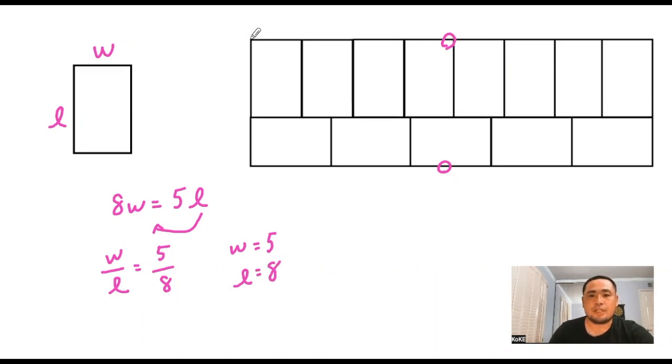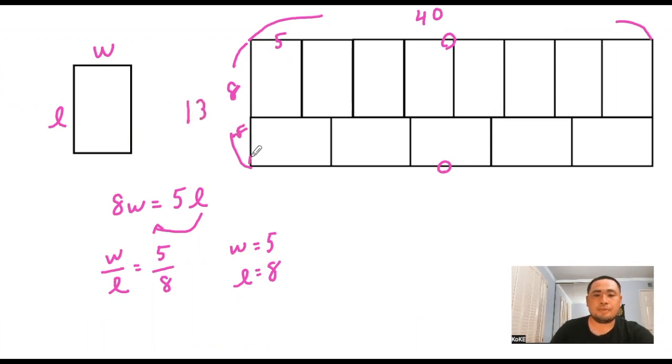So now if we look at the larger rectangle right here, if 5 is for one of the rectangles, there's 8 of them, so the entire width is going to be 40. And then for the length of this rectangle, we have the 8 here and then the 5. So that total here is going to equal 13.